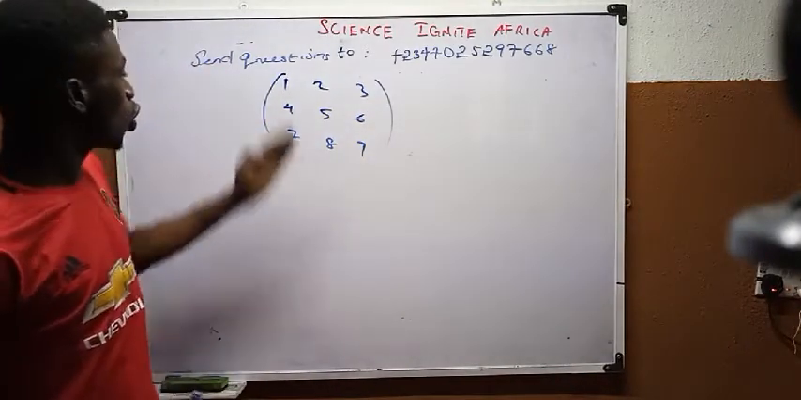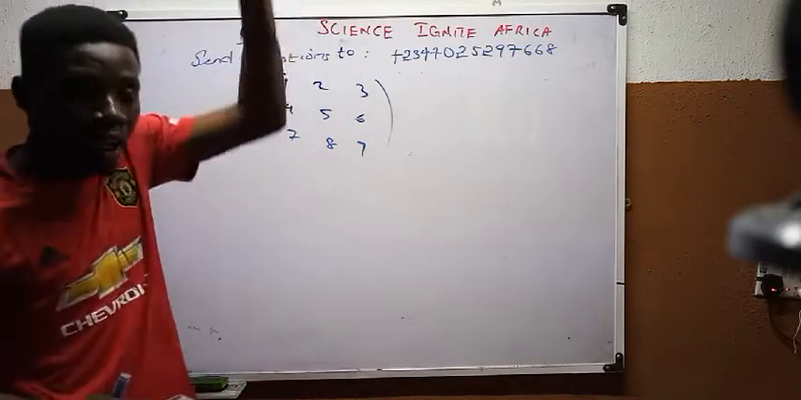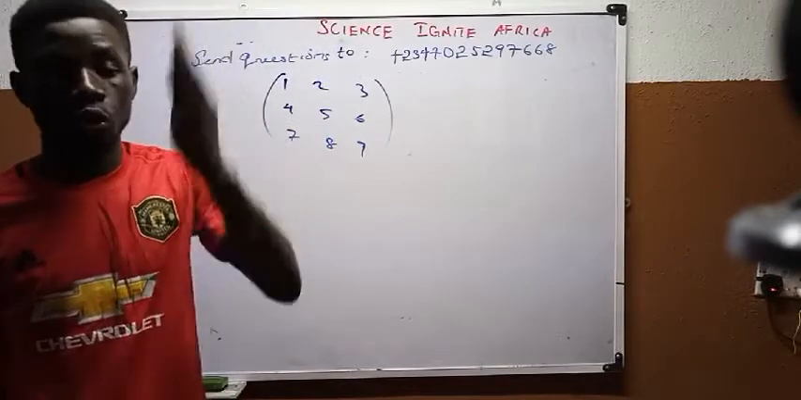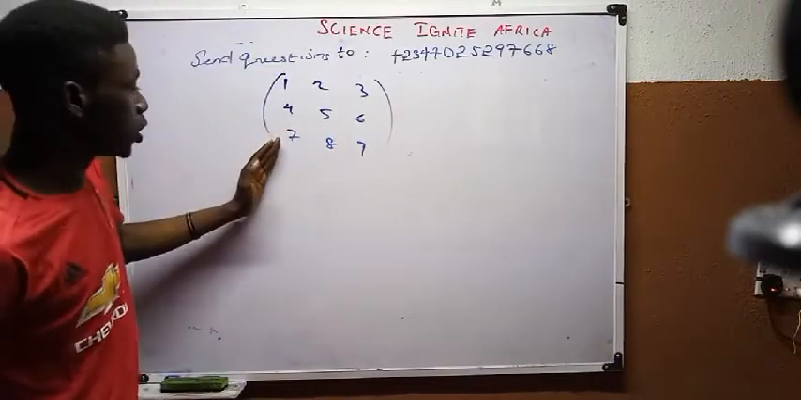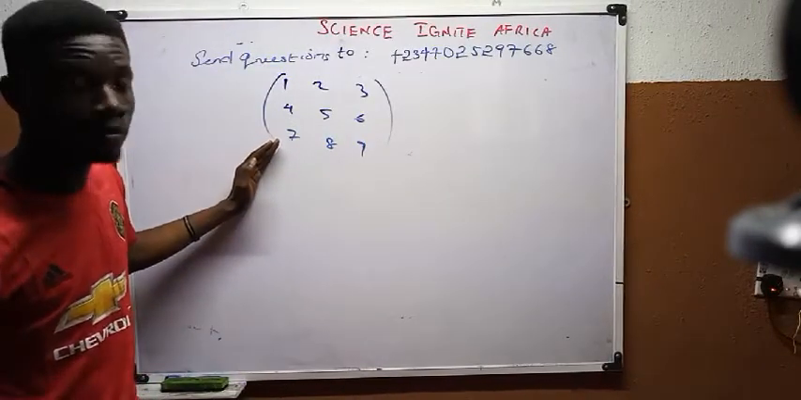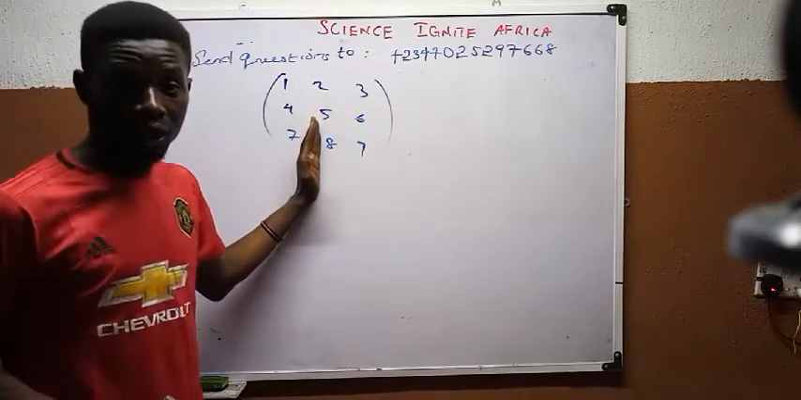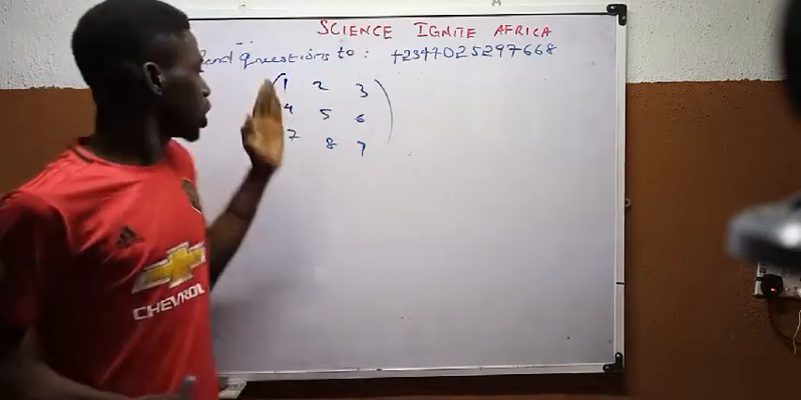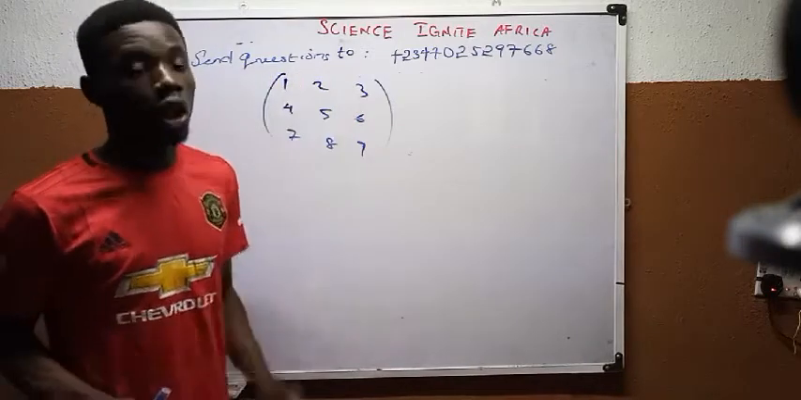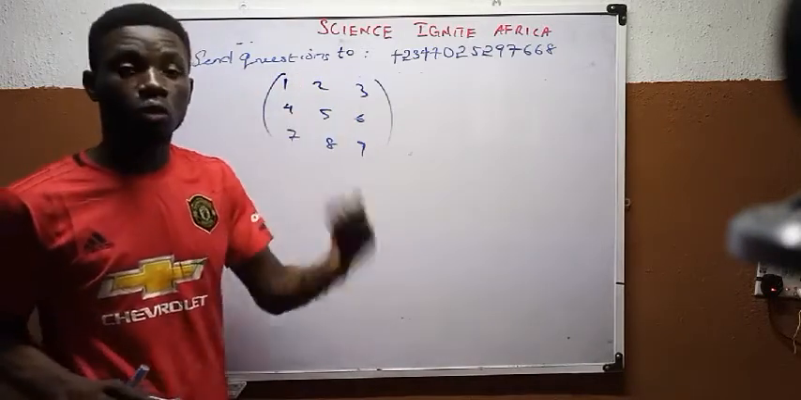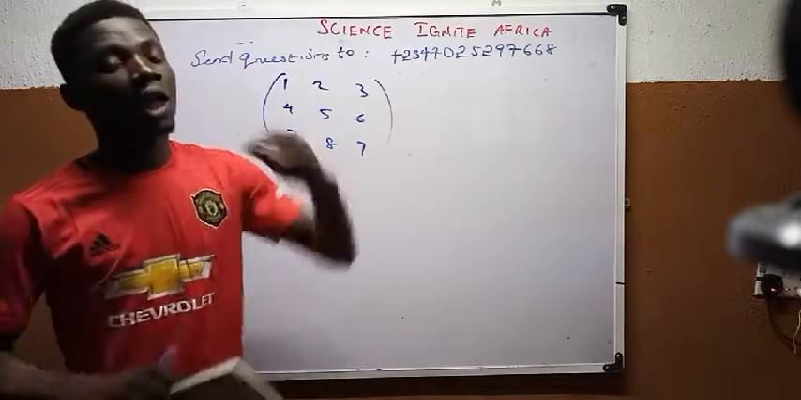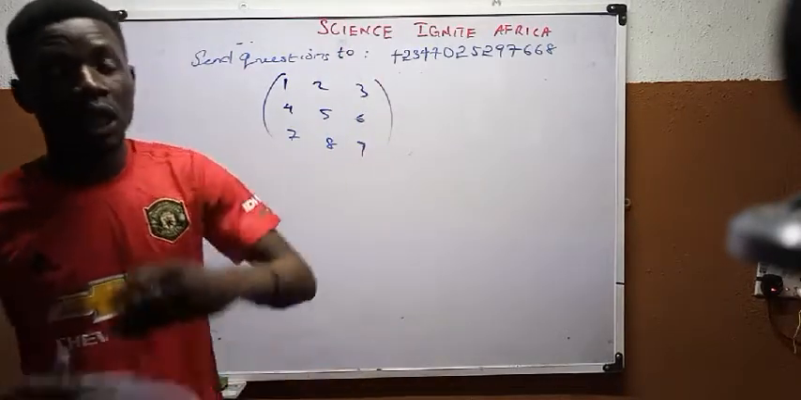But columns are vertical. Elements that you find on the vertical belong to a column. So this is a single column, this another vertical line is a single column as well, and another vertical line is a single column. So this is the first column, second column, third column. So we have 3 rows and 3 columns here. So this is a 3 by 3 matrix, which is a square matrix.